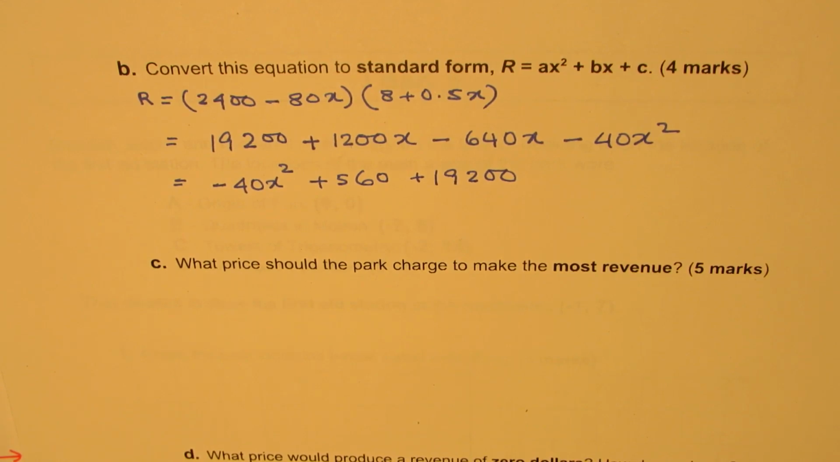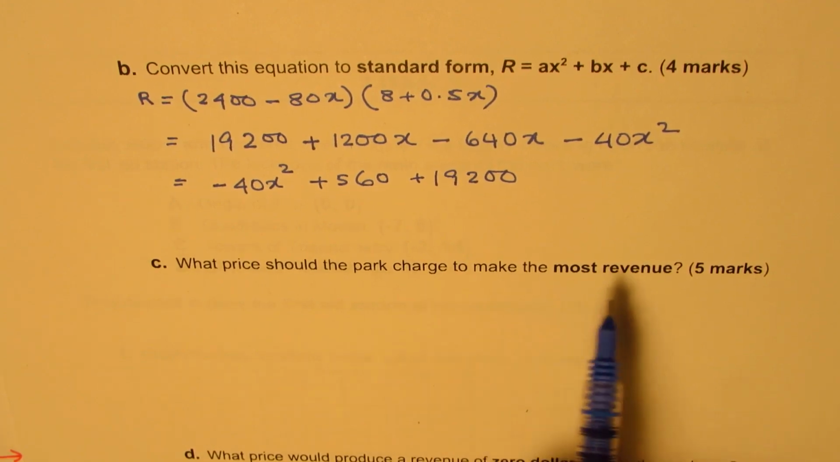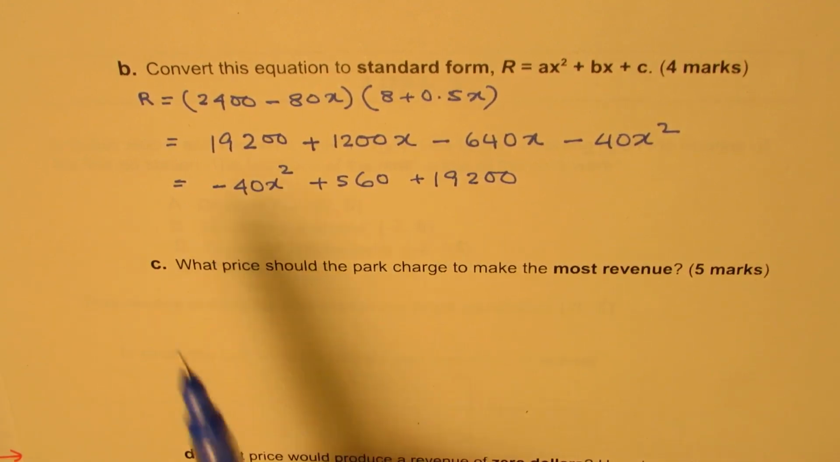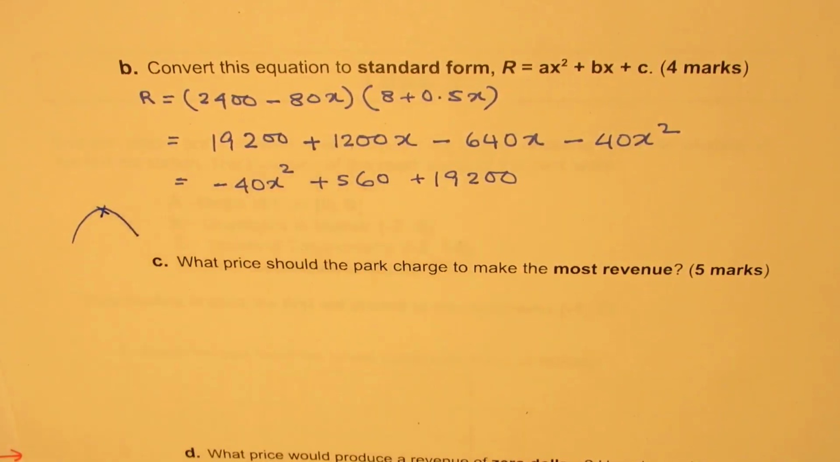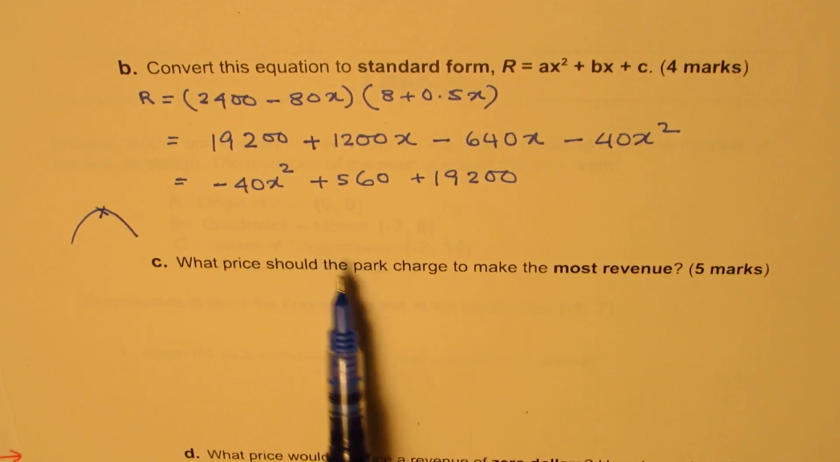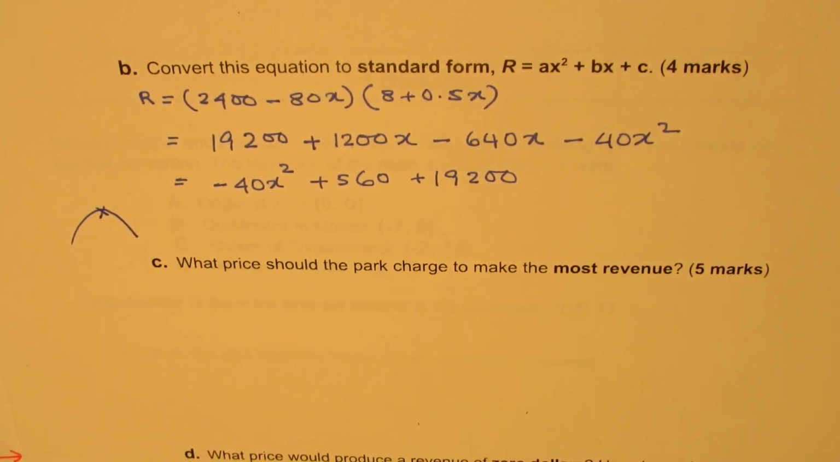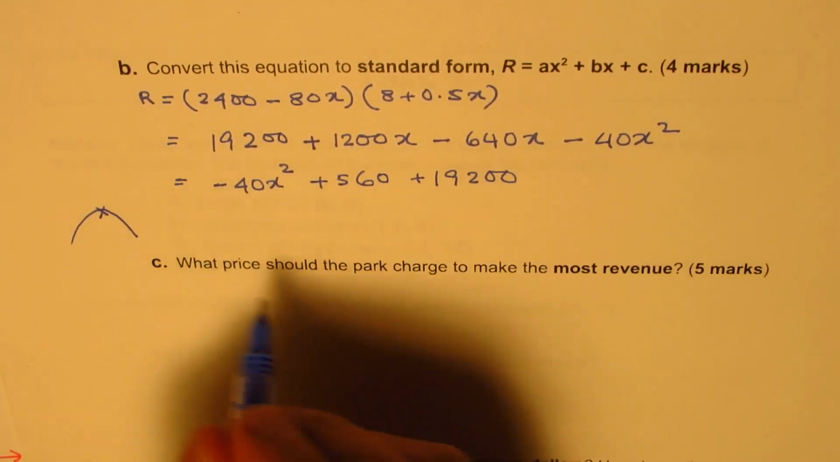Now part C is, what price should the park charge to make the most revenue? So here we have a parabola which is kind of like this, right? So we do have a maximum somewhere. You can always find this maximum using different ways. So we could do either completing the square, or we could also use the formula minus b by 2a. So let's complete the square.